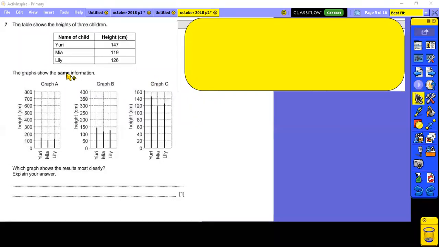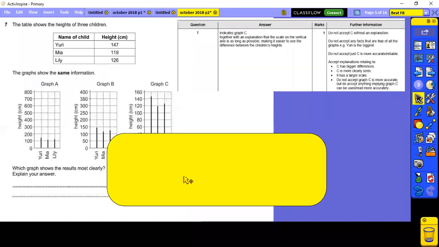If you look here at the scale, he's telling you Yuri is 147 centimeters. Maya is 119, 126. If you look at B, it's not clear. Which one is more clear and accurate? You'll find that graph C is more clear. It has more different scales. So it's neither A nor B. The best one, and easy to read, is C. No, Hamza, it's C.